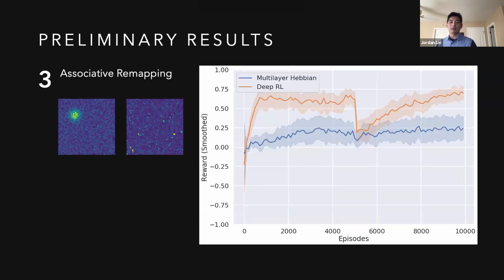In our third experiment, what we had was an associative remapping. So again, at time point 5000, what we did was we shuffled the input neurons, and we wanted to see whether or not agents could recover by reweighting the network to attend to different aspects of the input to again rederive the correct action. And again, we see that deep reinforcement learning outperforms multi-layer Hebbian learners on this task as well.